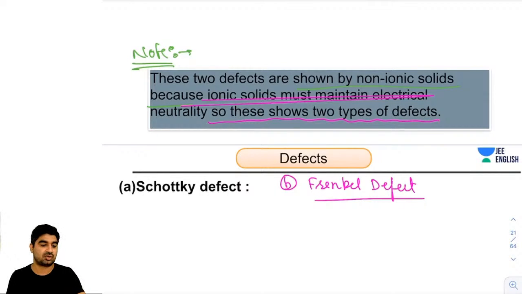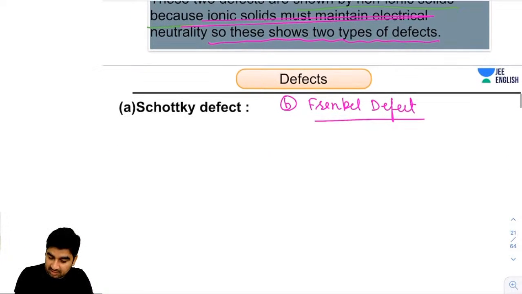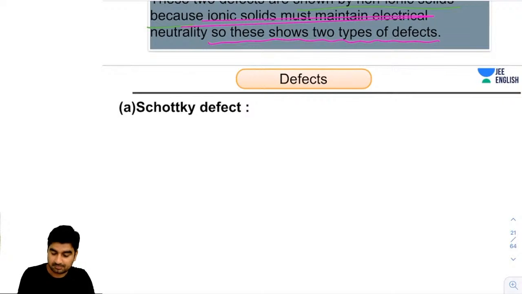Okay. Now, what is Schottky defect, guys? Can you tell me what is Schottky defect? Anyone, guys? Yes, I'm waiting for your answers. Is there anyone who can tell me what is Schottky defect? Be fast. So, guys, now I will tell you what is Schottky defect.